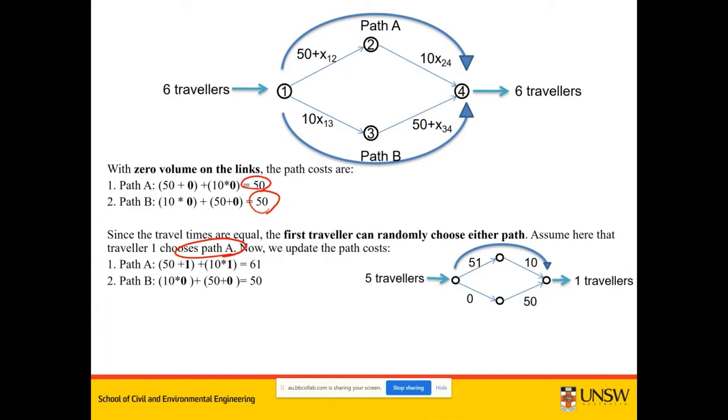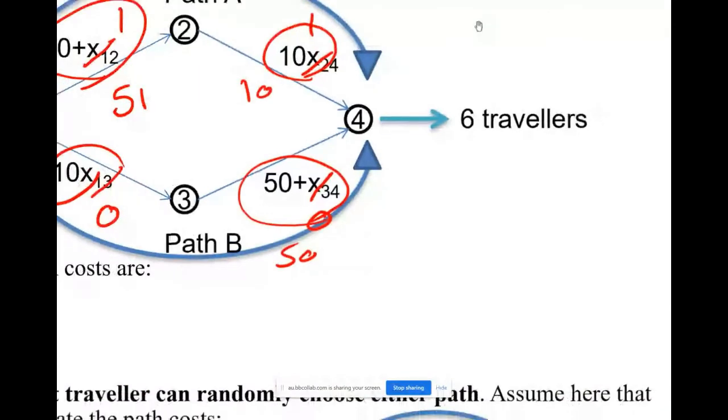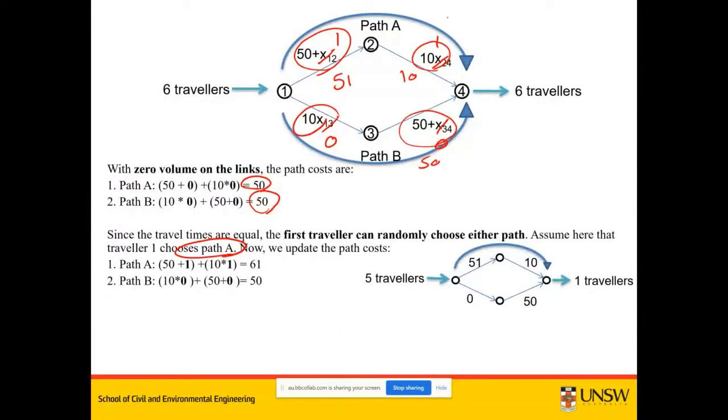So what would be the new volumes? This volume would be 1, this volume would be 1, this volume is 0, this volume is 0. So what would be the new cost on the paths? This cost would be 51, this is 10, this is 0, and this is 50. So in total, path A cost would be 61, and the cost associated to path B would be 50.